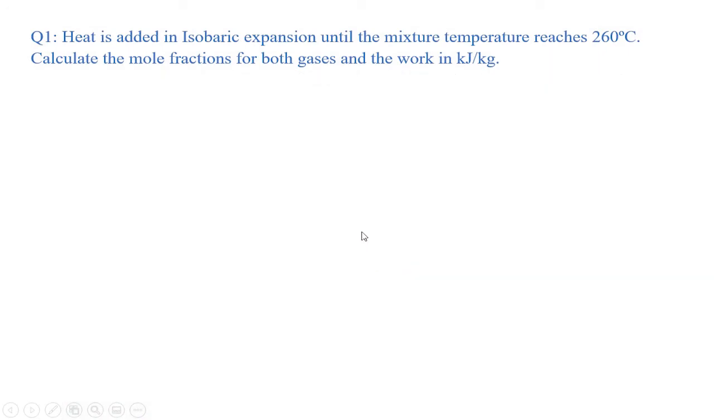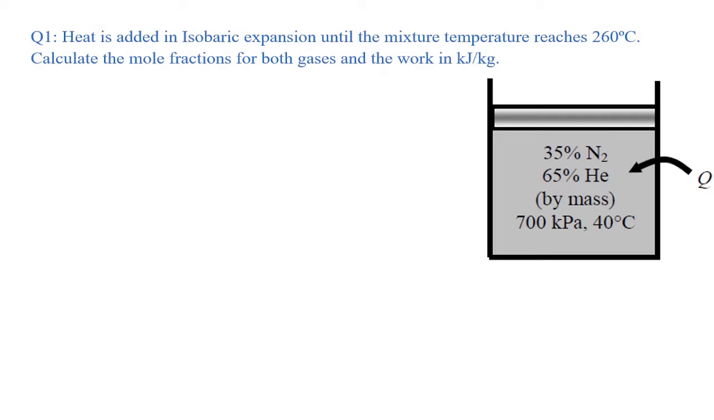You can pause the video and read the question. Here we have the mass fraction of the gases. We have to calculate the mole fraction. We have here isobaric expansion at constant pressure. We can convert from mass fraction to mole fraction using the molar mass ratio, but we don't have here the molar mass for the mixture, so we have to take another approach.